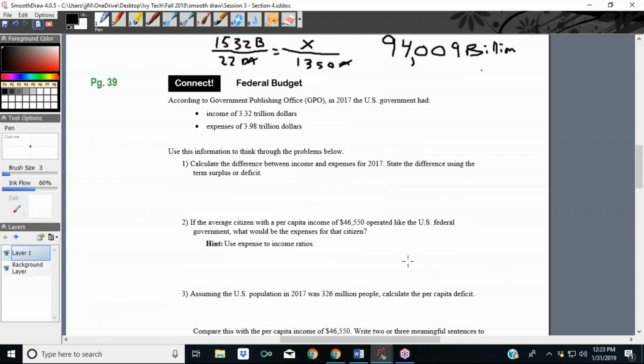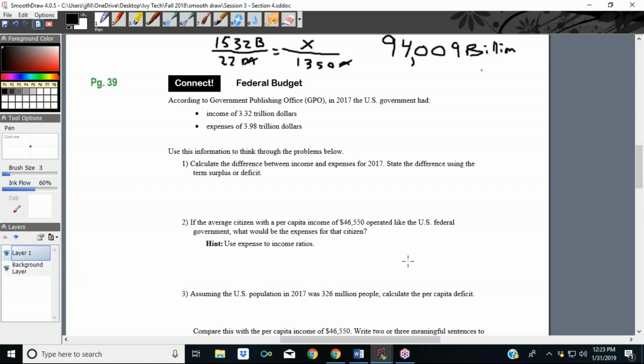All right, so let's look at another application. On page 39, we can find information about the federal budget. Now, the federal budget numbers are from 2017, so a little bit old. But it says, according to the GPO, in 2017, the U.S. government had an income of $3.32 trillion and expenses of $3.98 trillion. Use this information to think through the problems below.